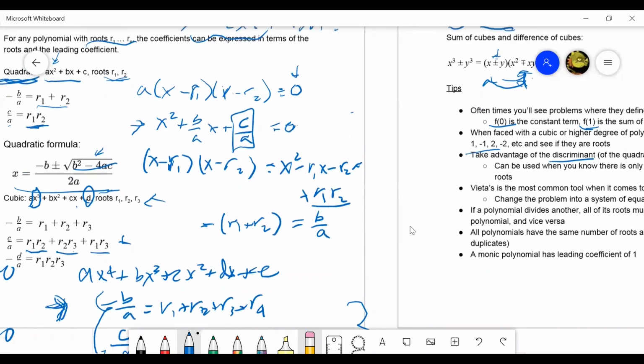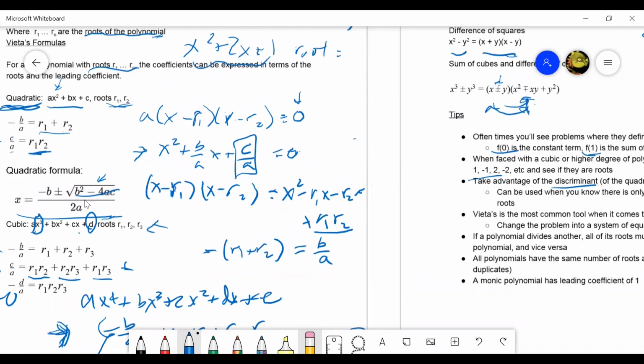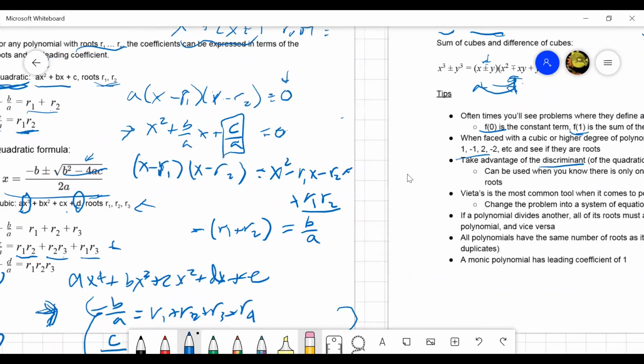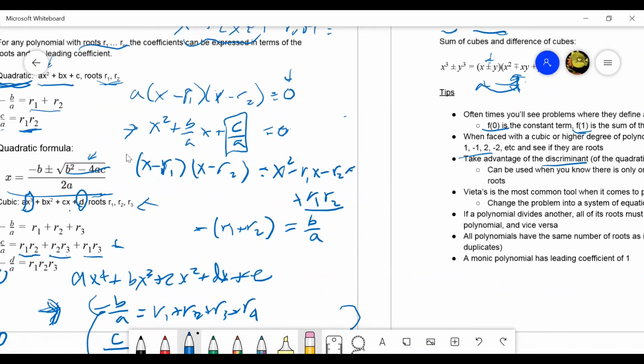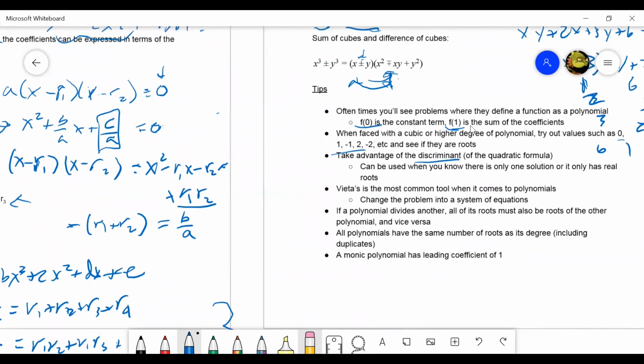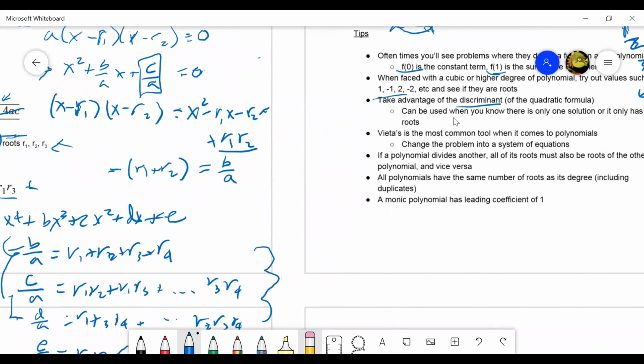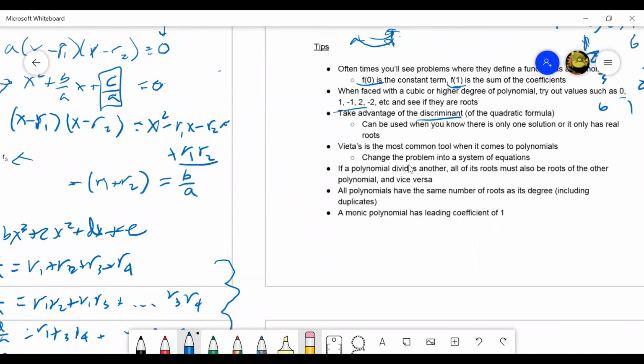And that's true because if it's 0, then this plus or minus part is just plus or minus 0, meaning it's going to be the same either way. So it's just going to be negative b over 2a. If it's greater than 0, then it's plus or minus some number, so it's going to be two different numbers. And if it's less than 0, then you're taking a square root of a negative number, and that's going to be an imaginary number, which is not real. So that's how the number of roots is related to the discriminant of the quadratic formula. And again, Vieta's is very commonly used, so just remember it.